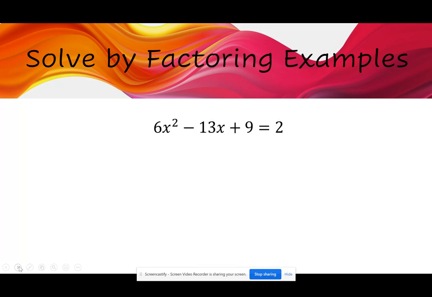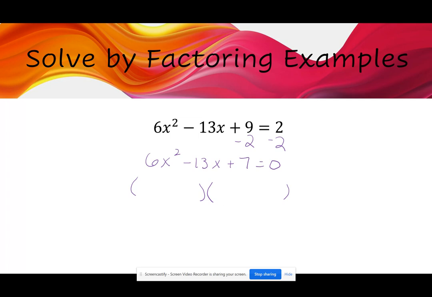This one's a little different. It's not equal to 0. So we're going to subtract 2. So we have 6x squared minus 13x plus 7 equals 0. Now it's equal to 0, so now we set up our parentheses. This one's different because our leading coefficient is not 1. So we need to try to figure out what we put in these first spaces.